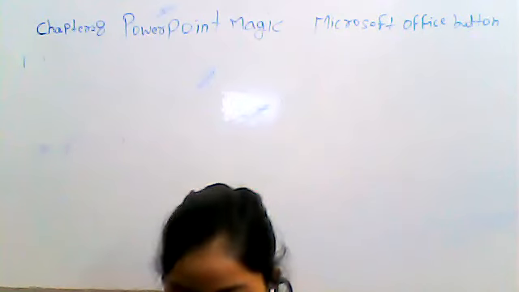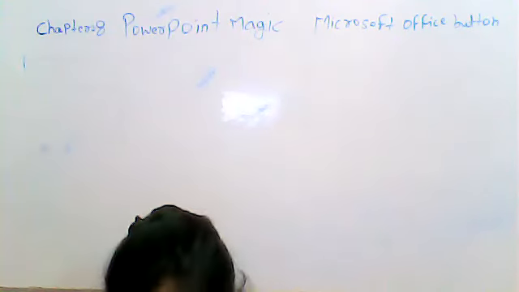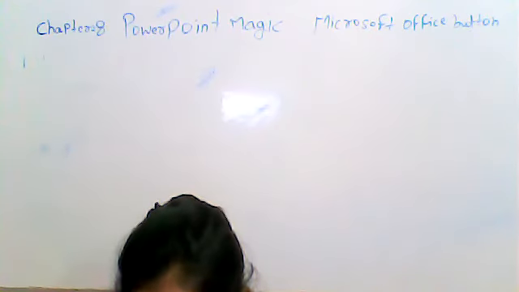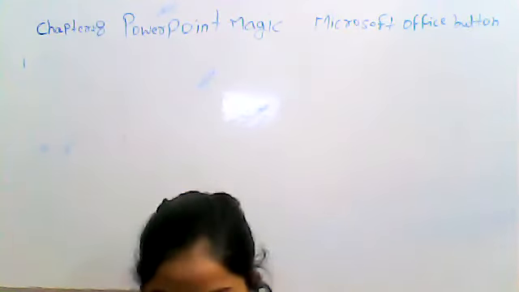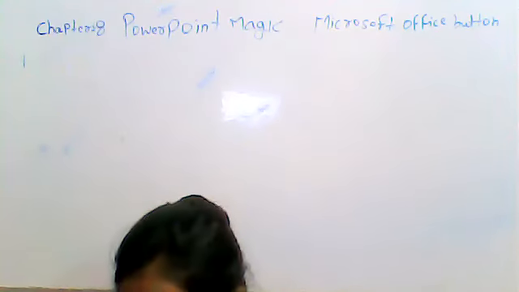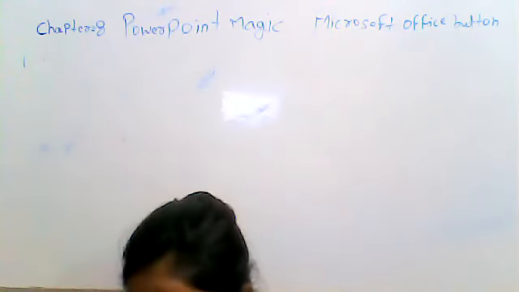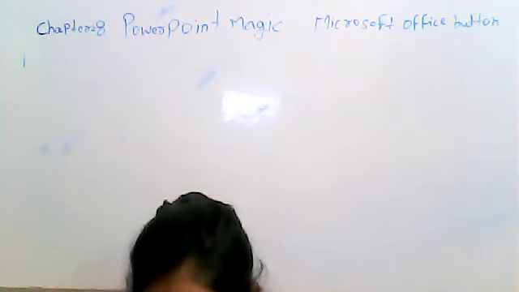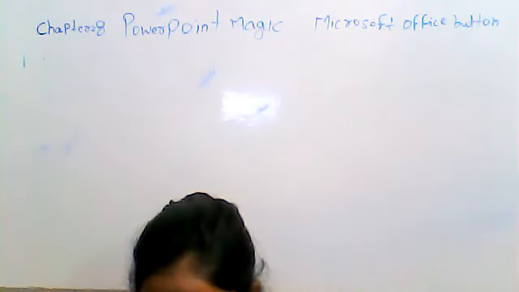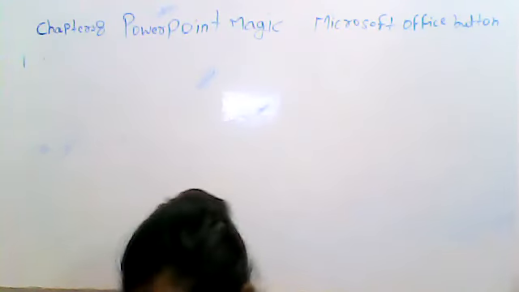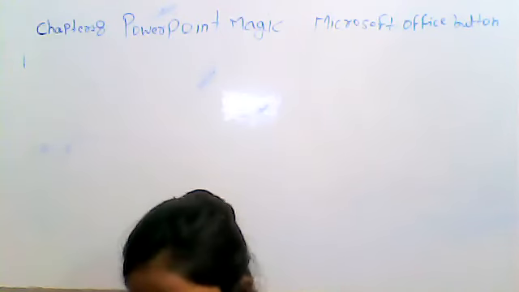Press F5. This displays the slideshow in full screen. We use the arrow keys, Page Up and Page Down, space bar and Enter key to move through the slides in slideshow view. To end the slideshow, we press the ESC key.